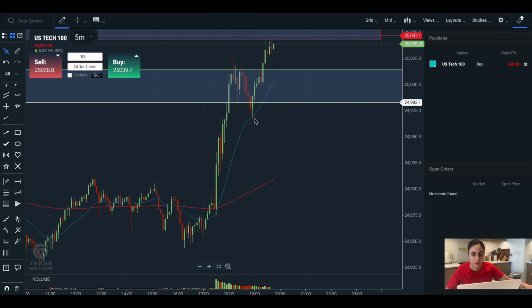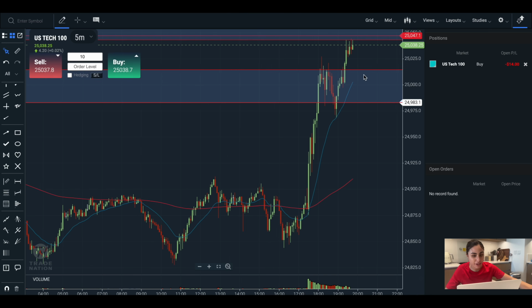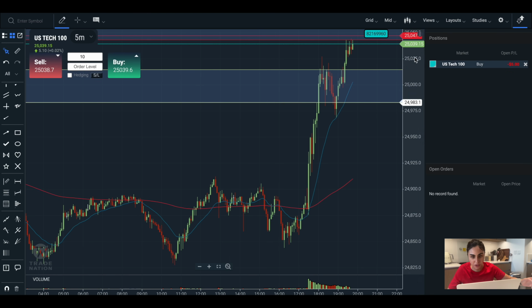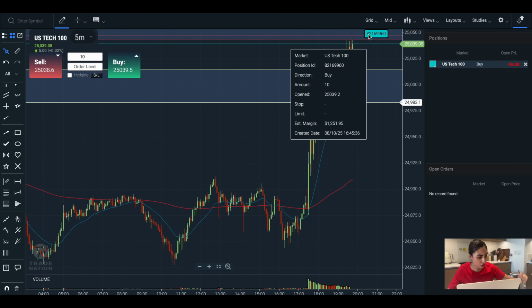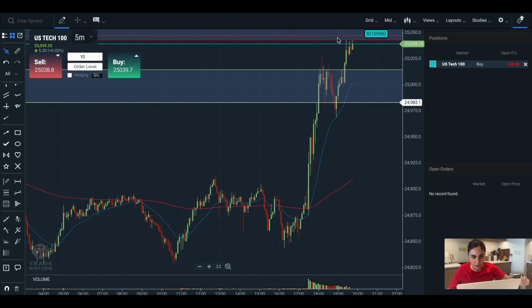Guys, I think I'm going to skip this until I actually make my trade. So I entered at 25039. I literally just want to make 10 points, and that's it.